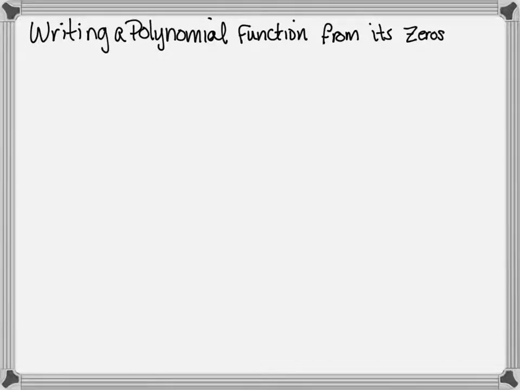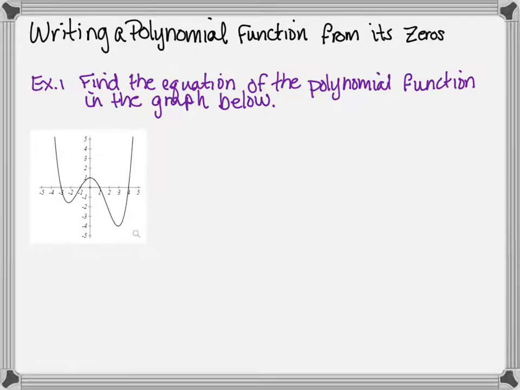Writing a polynomial function from its zeros. We're going to look at a couple of examples of how to do this. So first, we're going to find the equation of the polynomial function in the graph below. So here we have a graph.